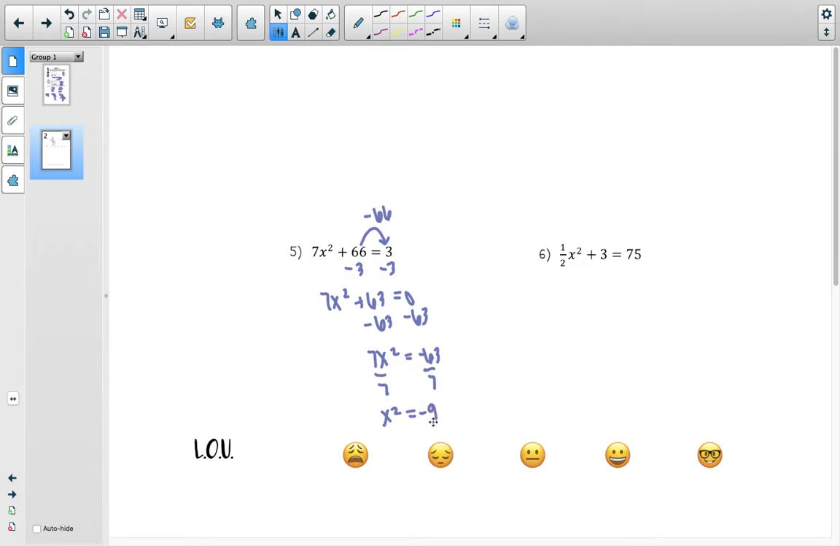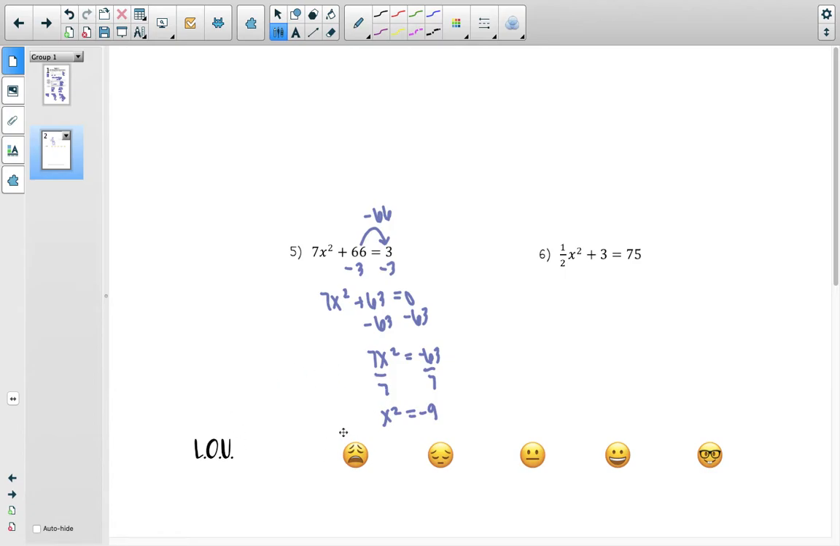Now, let's think this through. 3 squared is 9. Negative 3 times negative 3, so negative 3 squared is 9. So neither of those answers are negative, and we don't have a negative sitting out in front of this x squared, so we can't get rid of this negative. And if you were to type it into your calculator, you get an error, okay?